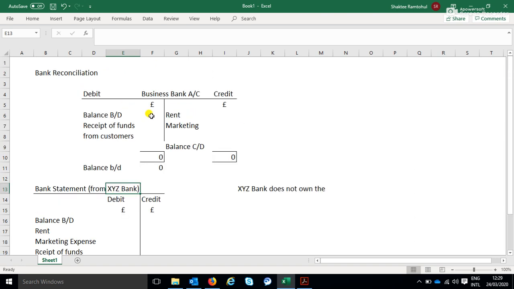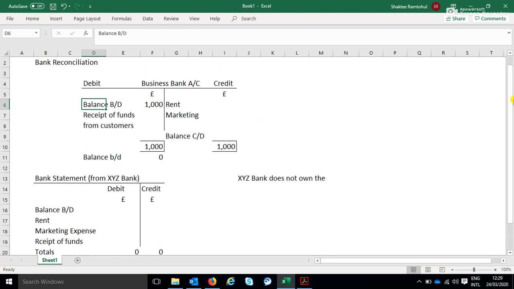Let's start with our balance brought forward. So let's assume we have a balance brought forward of £1,000. You will recall that if we have £1,000, this would appear on the debit side of our business bank account. This is because this is the money that we own. But how would this appear in our bank statement? Now, surprisingly enough, this will appear on the credit side.